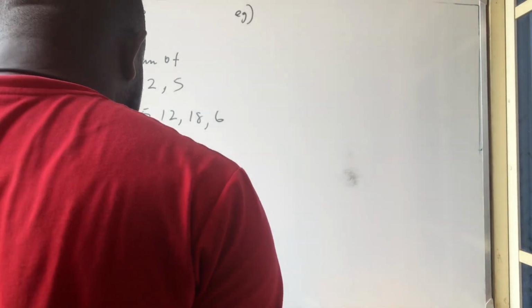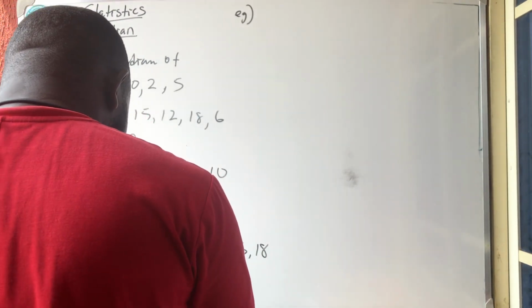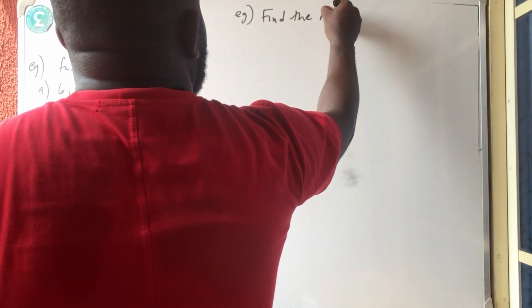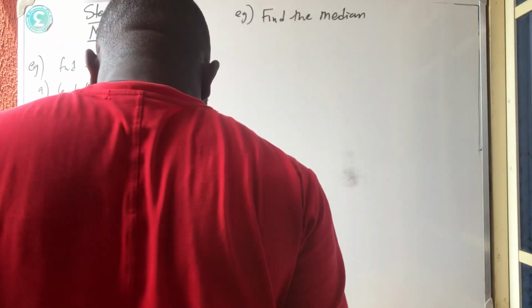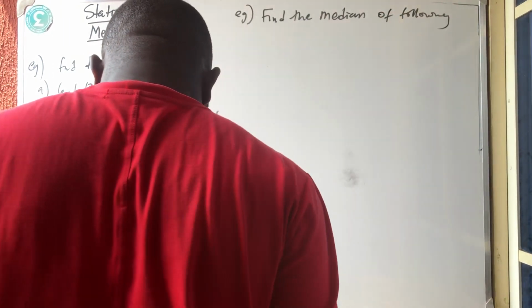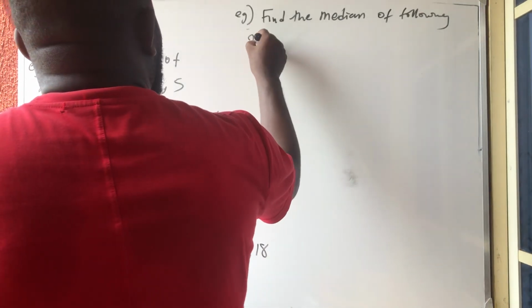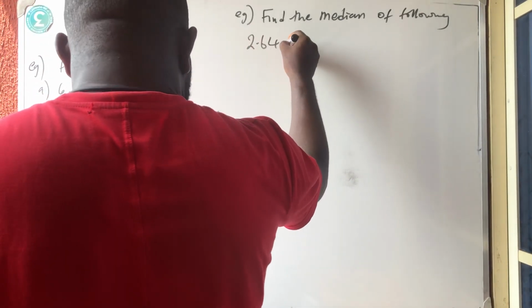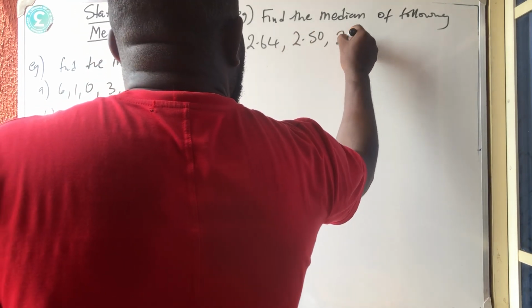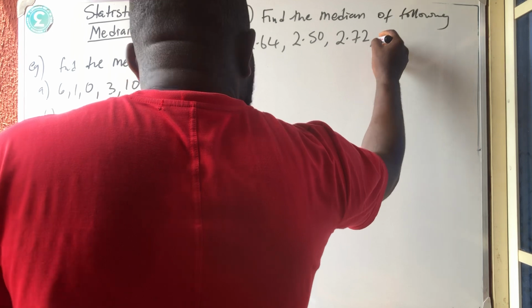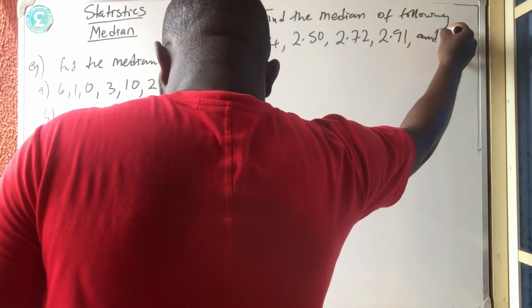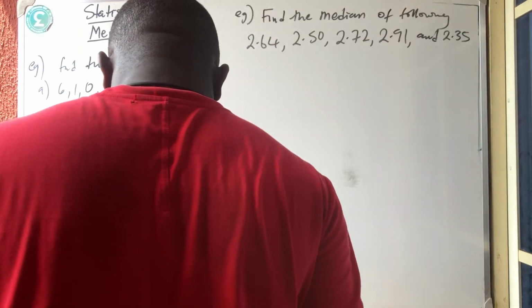Example 2 says: find the median of the following. They said 2.64, 2.50, 2.72, 2.91, and 2.35. As simple as that.